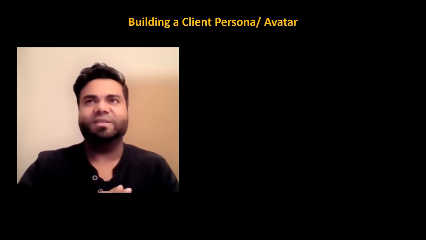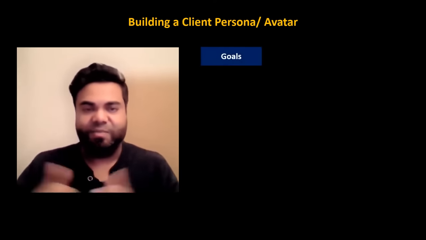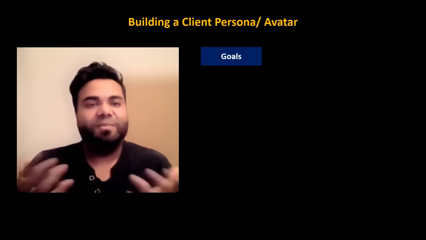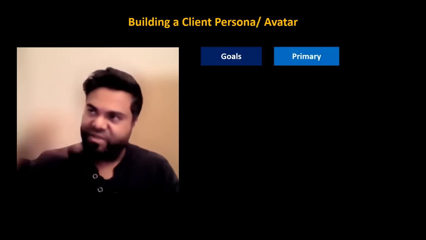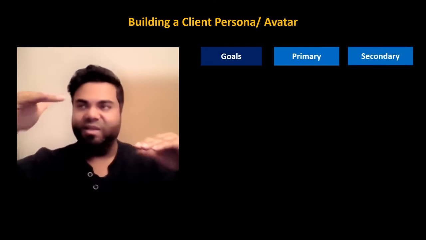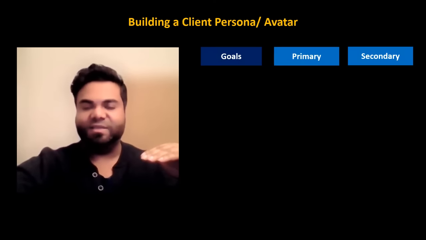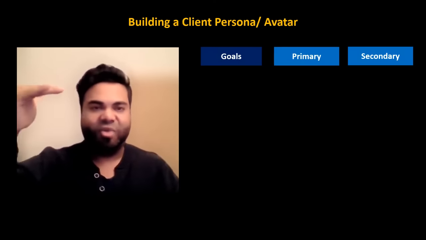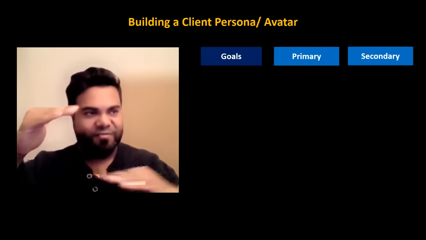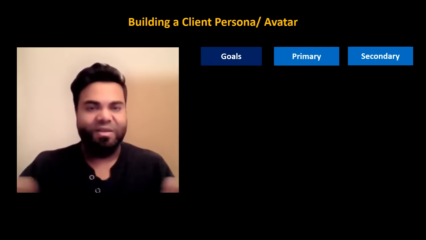I would also try and understand the goals of this particular customer or consumer that I'm creating the persona for. So for example, what is their primary goal, which is like the key thing that they're trying to do? What is their secondary goal? So along with this, what else are they trying to do? In reality, us as an organization, we got to hit the primary goal. But if we can also fulfill the secondary goal, that adds a lot of additional value.